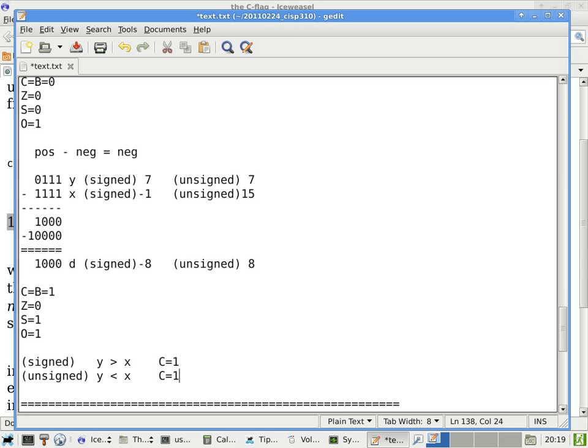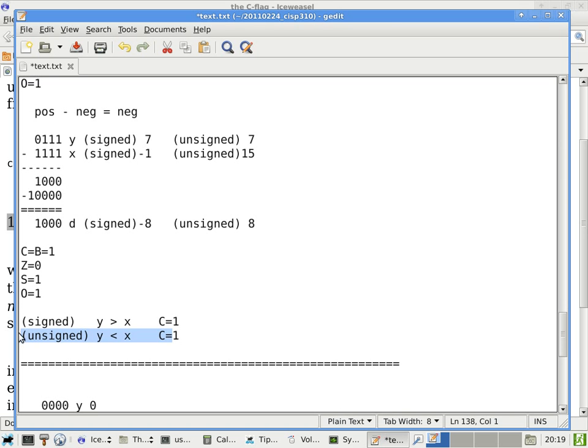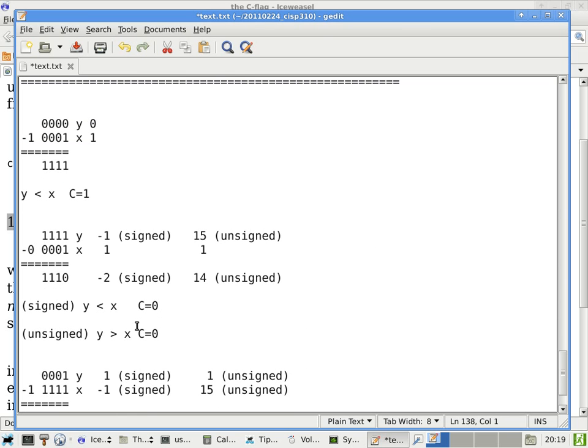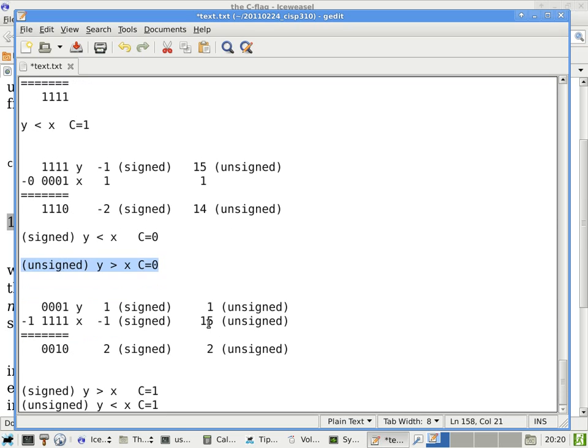So we have 3 cases worked out at this point. This is our first case. Just look at this part here. Y is less than x in the unsigned interpretation, the carry flag is a 1. Y is greater than x in the unsigned interpretation, the carry flag is a 0. Y is less than x, and the carry flag is a 1. So all three cases are consistent. Whenever y is less than x, the carry flag or the borrow flag is a 1.